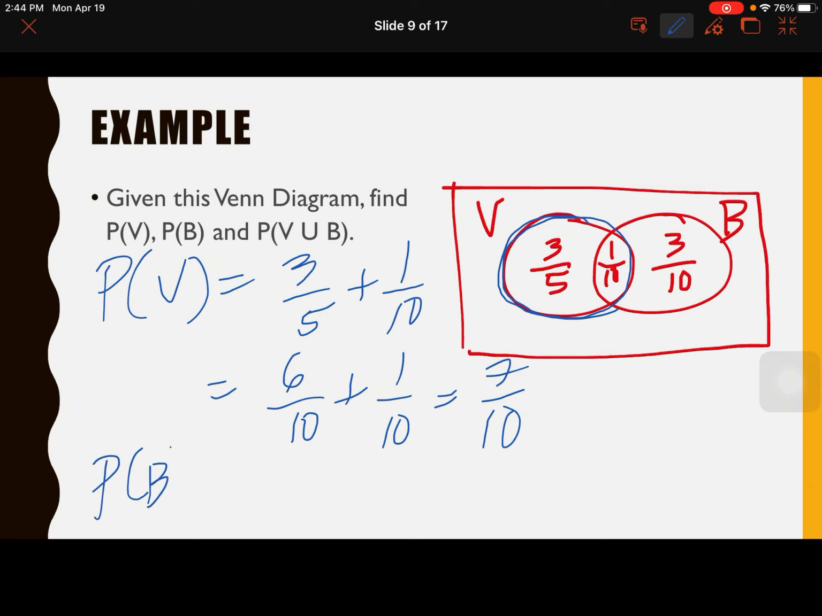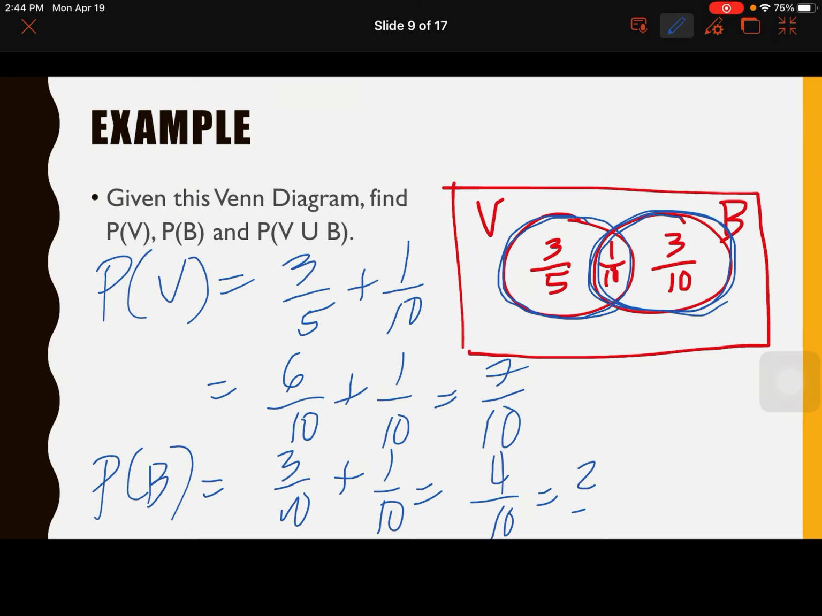Now, if we're going to be looking at the probability of B, yan naman po yung nasa loob ni circle B. So as you can see, it's not just 3 over 10, it is 3 over 10 and 1 over 10. So we're going to add those two. You will be left with 4 over 10 or 2/5. And then of course, the last one is the probability of V union B. Now, kapag sinabi nating union, tandaan po, we are adding. Okay?